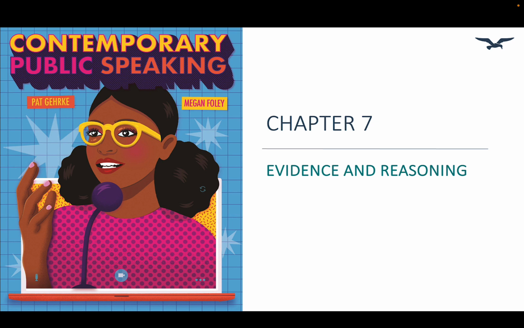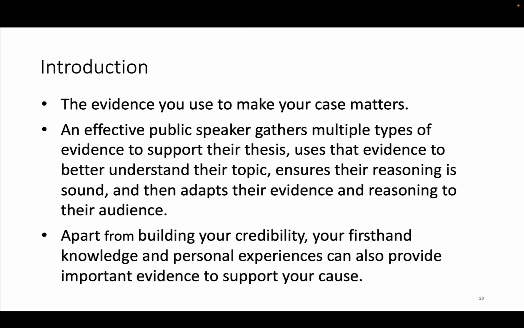Okay, let's move on to one of the most important chapters in this book, Chapter 7, Evidence and Reasoning. Pay attention, it's important. The evidence you use to make your case matters. An effective public speaker gathers multiple types of evidence to support their thesis, uses that evidence to better understand their topic, ensures their reasoning is sound, and then adapts their evidence and reasoning to their audience.